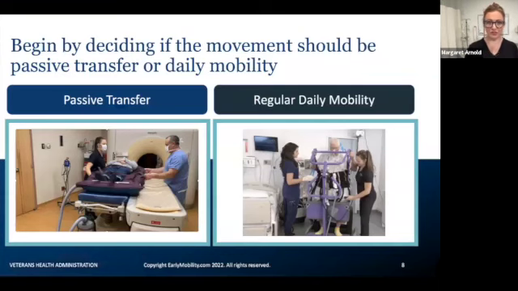So the first thing you do is you decide if the movement is a passive transfer or if it's regular daily mobility, and you saw this in the video.